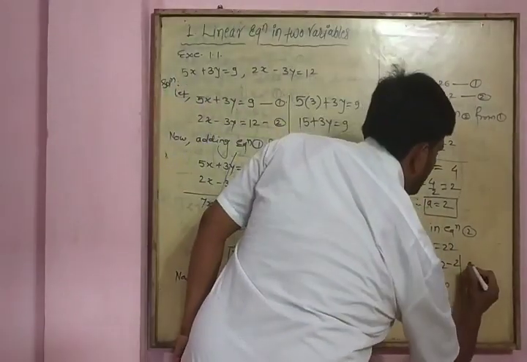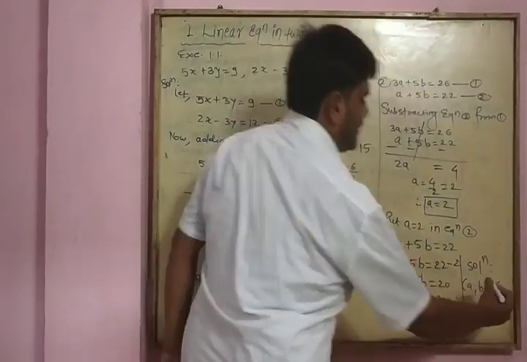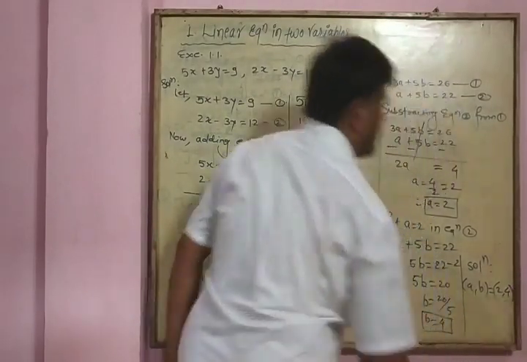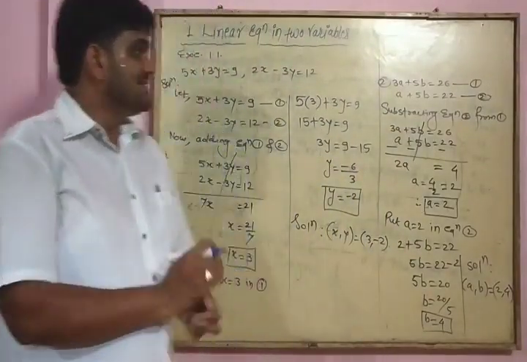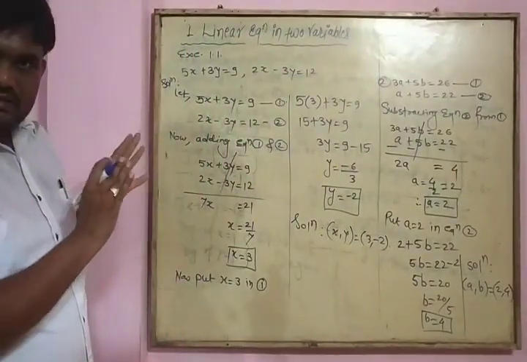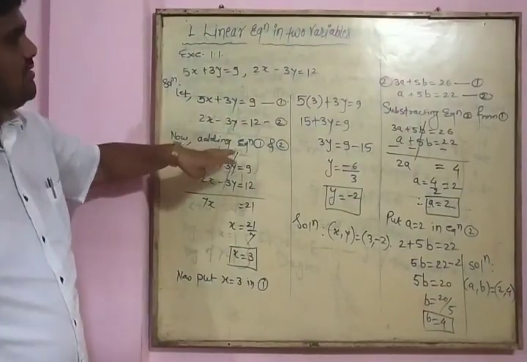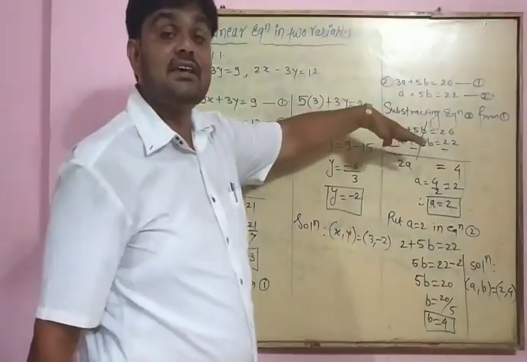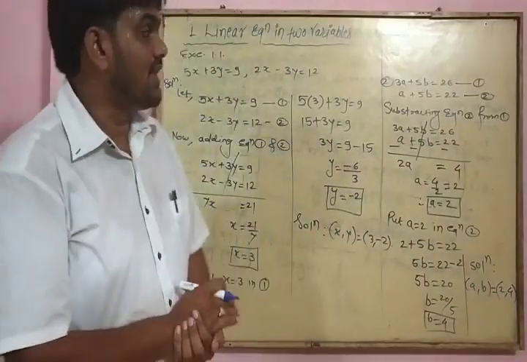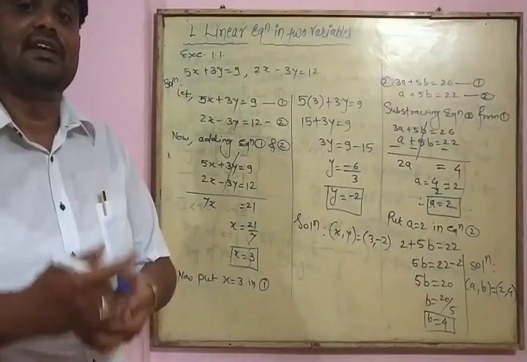Therefore, the solution of the equation is a comma b equal to a equal to 2, b equal to 4, means (2, 4). Here is the difference between example number 1 and example number 2. You can see clearly this is the example based on the addition of simultaneous equations. This is the example for subtraction of simultaneous equations. So I hope you are clear on how to solve simultaneous equations.